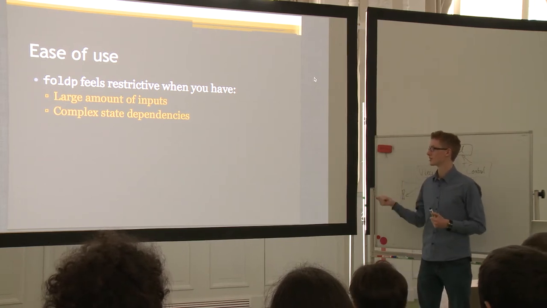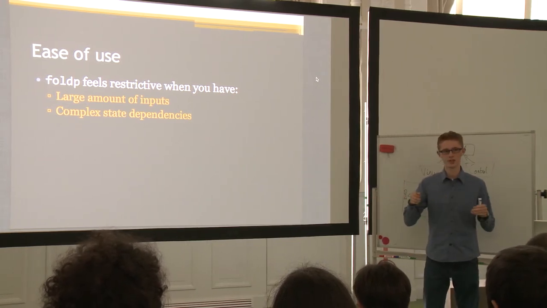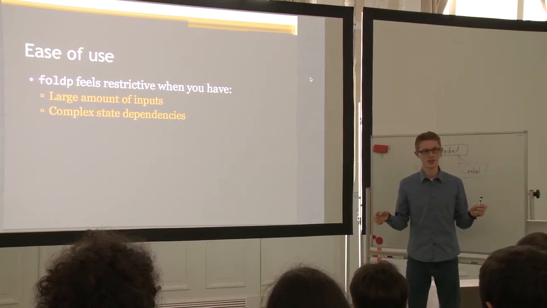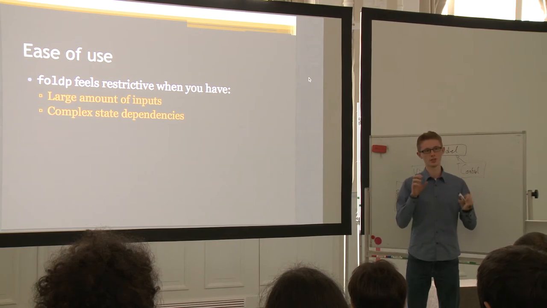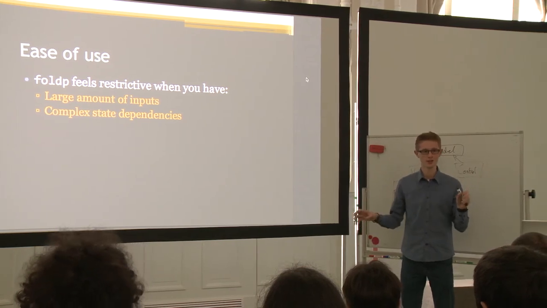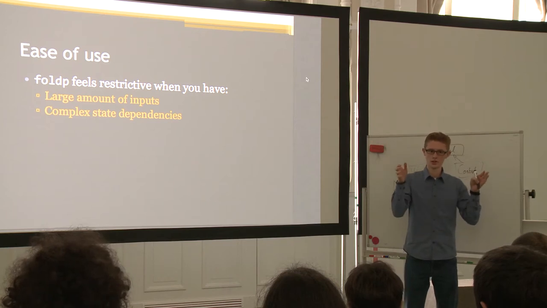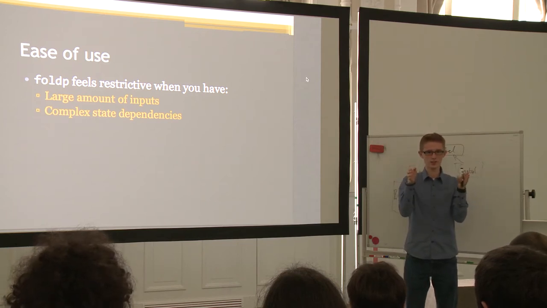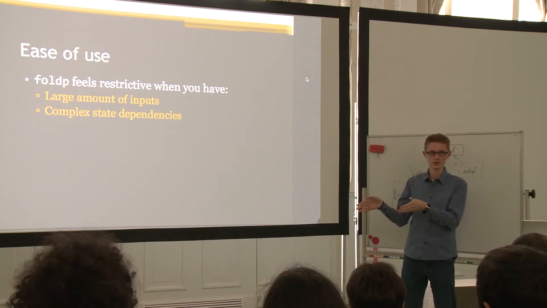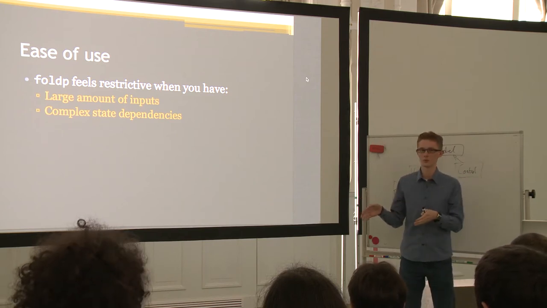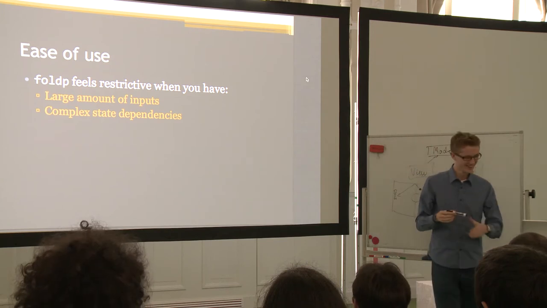And when you have complex dependencies in your state, because your state is actually rather large, and you would like to view them as independent parts, then you still have to pack that state up into one single data structure with state to give it to foldp. And that's annoying me a lot.